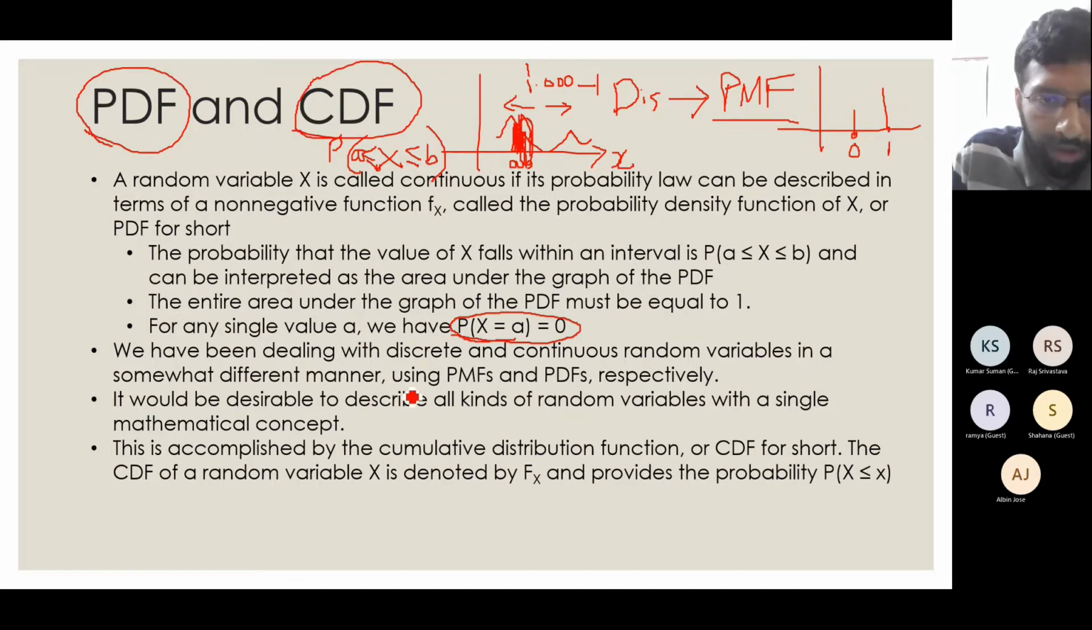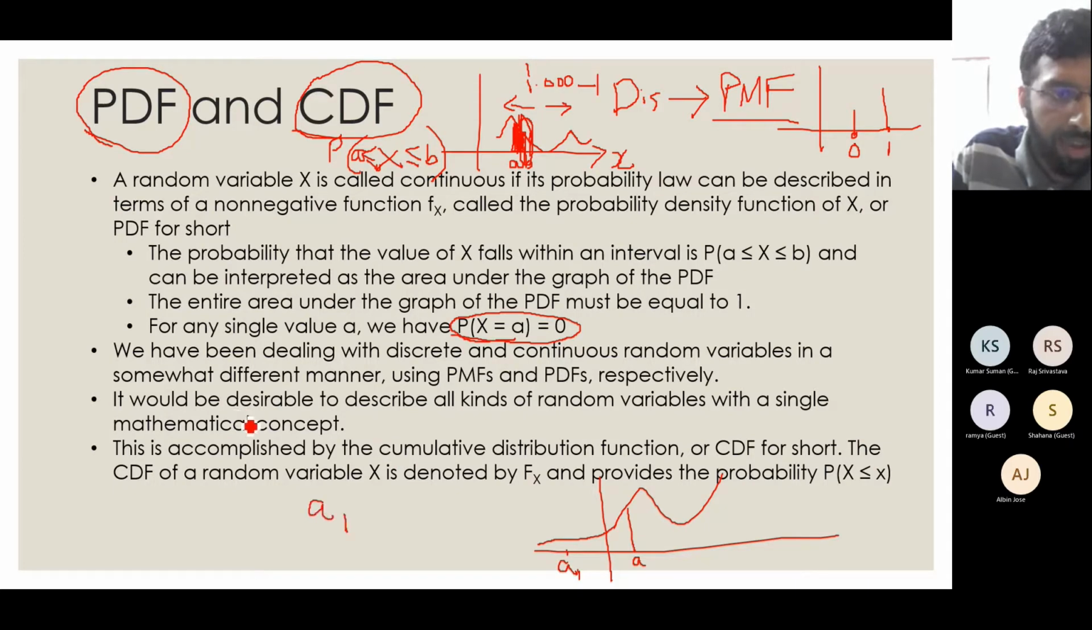Suppose I have a distribution like this. Let me consider a point A here, A1. For the cumulative distribution function, I will write the probability that x is less than or equal to A1.